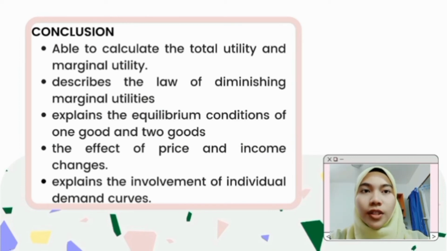This topic also describes how the law of diminishing marginal utility explains the equilibrium condition of one good and two goods, explains the effect of price and income changes on the consumer equilibrium, and also explains the derivation of the individual demand curve. This topic shows how consumers use their income wisely to satisfy their needs. This allows a business to grow bigger when you know the theory of consumer behavior, where you can produce goods or services with high demand.